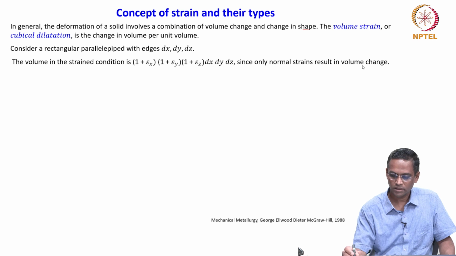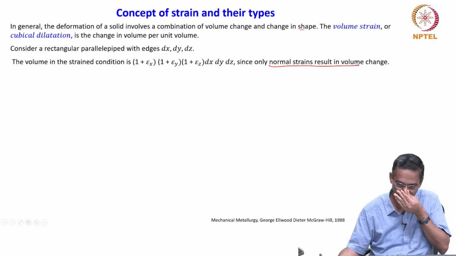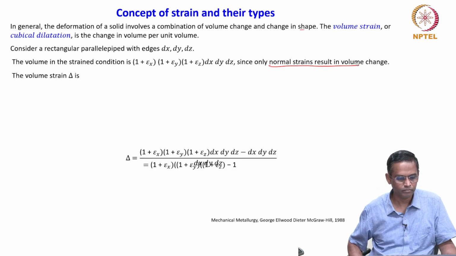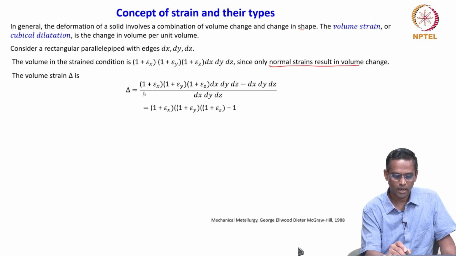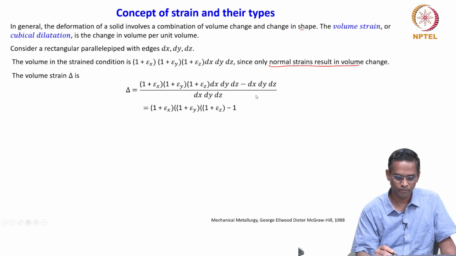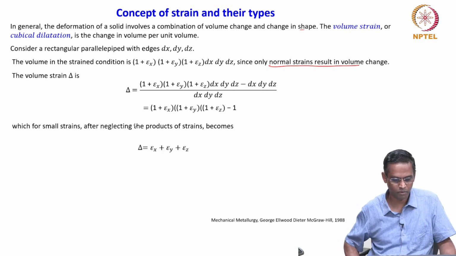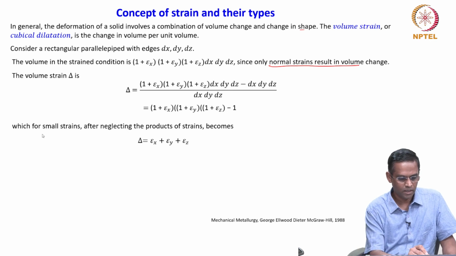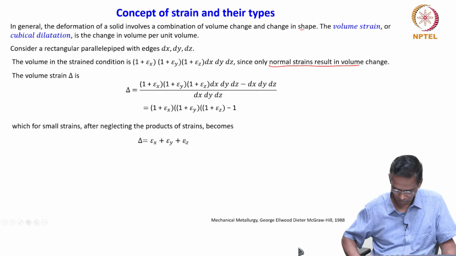Only the normal strains result in the volume change. This is another important point: only normal strains result in the volume change. So, the volume strain delta is equal to the product of the factors with epsilon x, epsilon y and epsilon z, which can be written like this. Then you will get this equation, which we have already seen, so I am just skipping that point. This is again valid for small strains, and we are neglecting the higher terms and so on, and then we get delta is equal to epsilon x plus epsilon y and epsilon z.